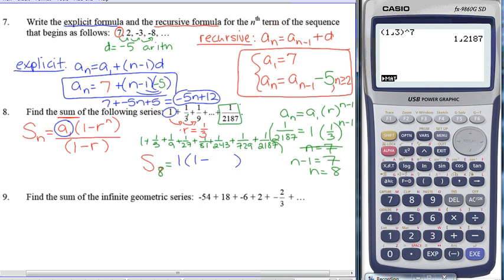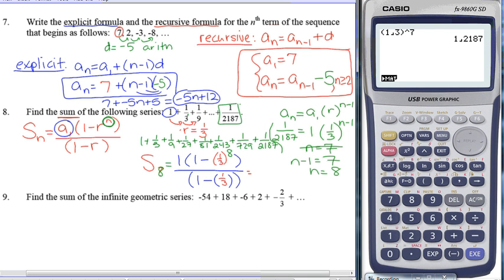And then I had 1 minus my common ratio. My common ratio is a 1/3. I'm writing it in parentheses because it's a fraction. And that was to the nth power in my formula, so I need an 8 up there in the exponent. And all of this was over 1 minus my common ratio, which was again 1/3.